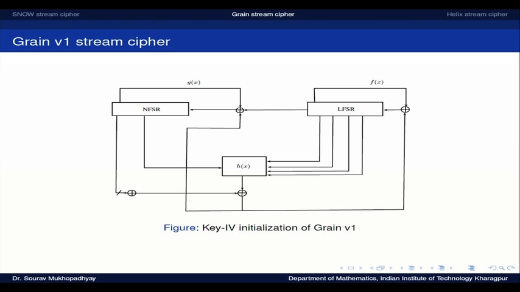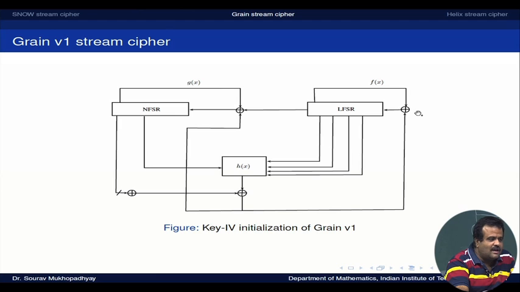So we just initialize the key into the NLFSR, and we take the 64-bit IV as the first 64 bits, and the remaining 60 bits we set to 1. Then we clock this system 160 times, and then we reach the initial states of the LFSR and NLFSR. Then we start clocking to generate the key stream.